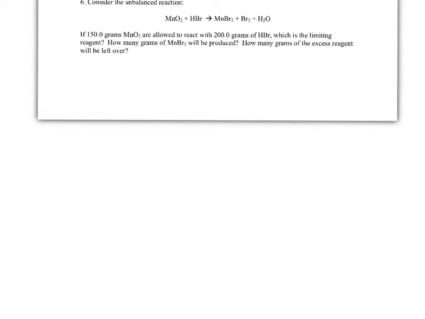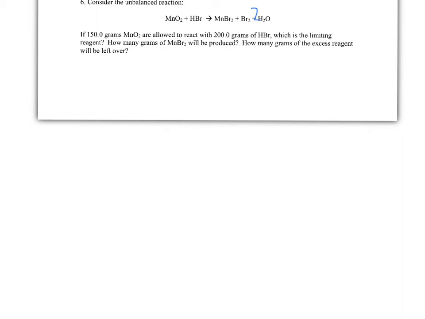The first step in this problem is to balance the equation, and again I'm going to pick an element that only appears once. I'm going to start with the manganese. Manganese is balanced on both sides, so I'm happy with that. Oxygen is not, so I'm going to put a 2 in front of the water there.